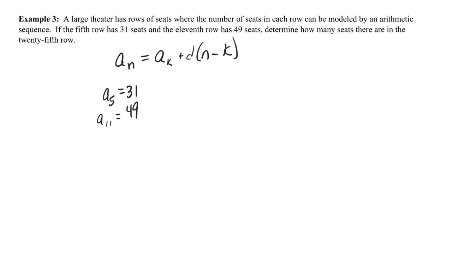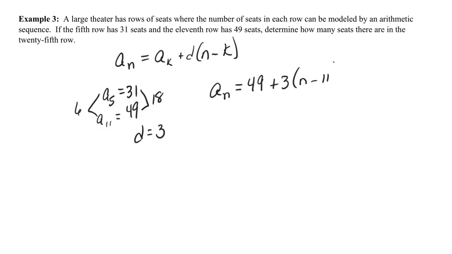Remember the nice easy way to do this? Change in input, change in output, and then we can just do output divided by input, and we get d equals 3. All right, so let's write our formula. So A sub n, pick one of those numbers. I'm going to be different this time. I'm going to use the 49, so A sub 11. I know my difference is 3. I don't know n, but I used A sub k. I used A sub 11, so I'm going to put minus 11 right there.